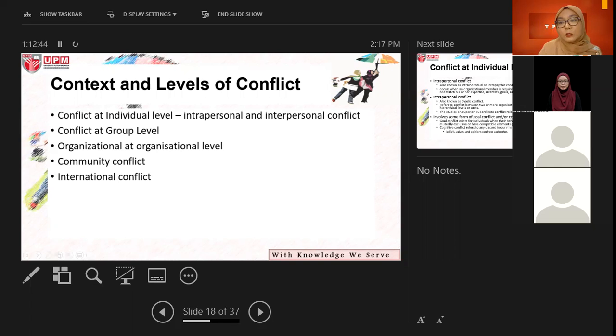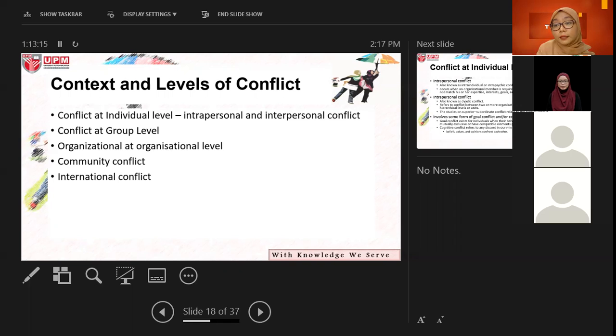Interpersonal, so interpersonal ni between 2 or more individuals. This one dah kita dengan orang lain lah. Then conflict at group level, means that when we need to work with group. And then organizational level. Community level ni can be at neighborhood level for example.